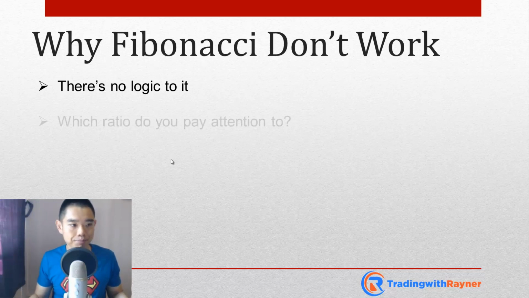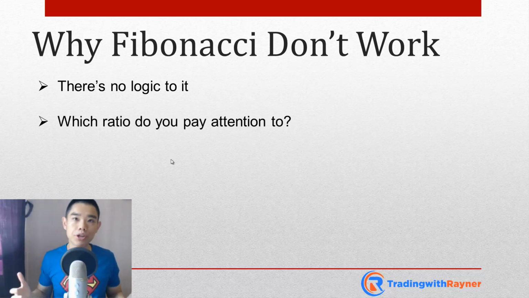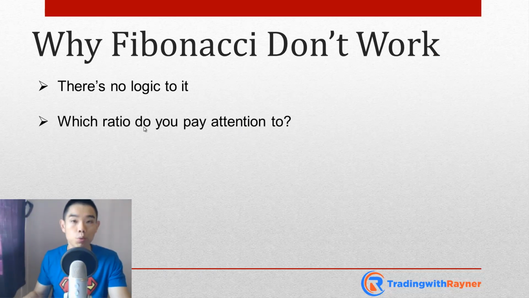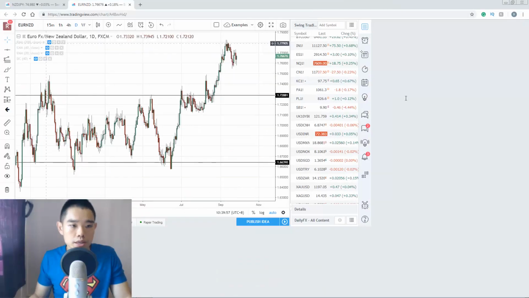Second thing is this. Which ratio do you pay attention to? As you've seen earlier, there are actually 3 ratios that you can look at: 236, 382, and 618. In fact, there are even more, even 786, 886 if you want to go into the finer details, but let's just keep this to these 3 numbers. Which ratio do you pay attention to? The 236, the 382, or the 618? Let me just share with you an example. So let's see.